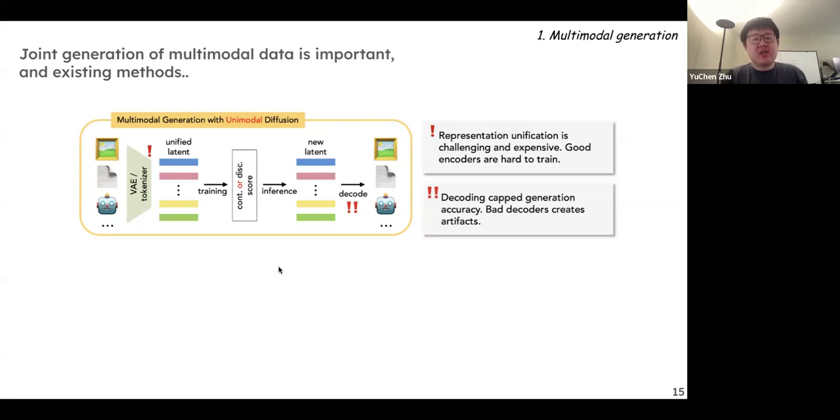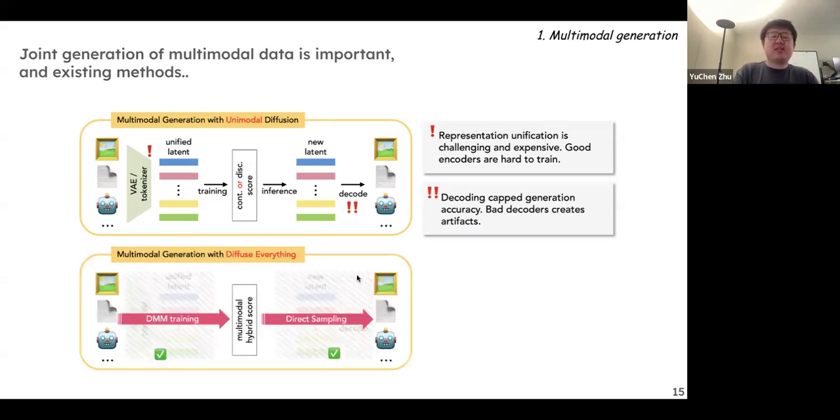Another caveat is that the generation performance is actually capped by how good you can decode these latents. Imagine that you learn a perfect diffusion model that generates very good latent distributions, but you have a very underperforming decoder, and that makes all your generative modeling efforts go in vain, because there's no way you can get a decent result from this bad decoder.